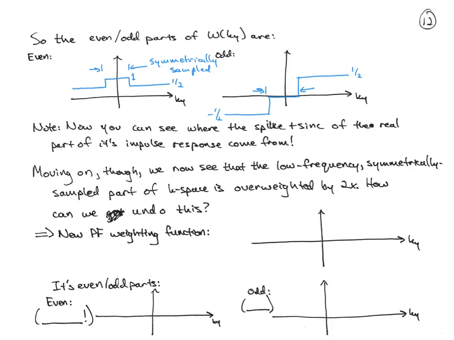Moving on, we now see that the low-frequency symmetrically sampled part of k-space is actually overweighted by a factor of 2. So how can we undo this? Well, we can change the weighting function to something like 0, 0, 0, and then 1 over the symmetrically sampled region, and then 2 for the rest of the acquired data. Note that in practice, you would implement this weighting function simply by multiplying the asymmetrically sampled region by a factor of 2 and leaving the symmetrically sampled region alone. So this is the function that you would multiply your data by. What are the even and odd parts of this? Well, the even part is just 1. That's what we want. We want a uniform weighting of the even part of k-space.